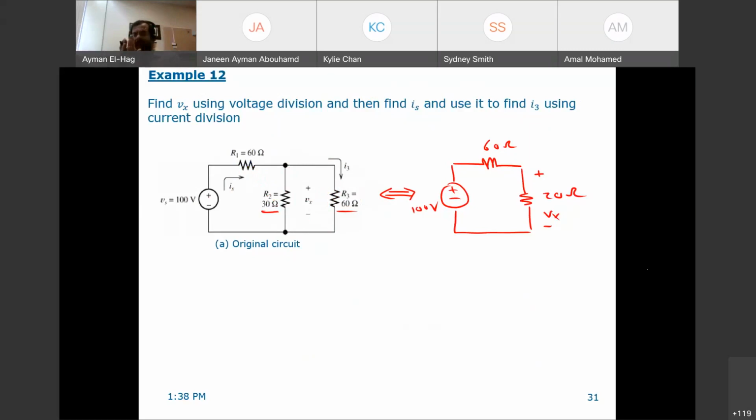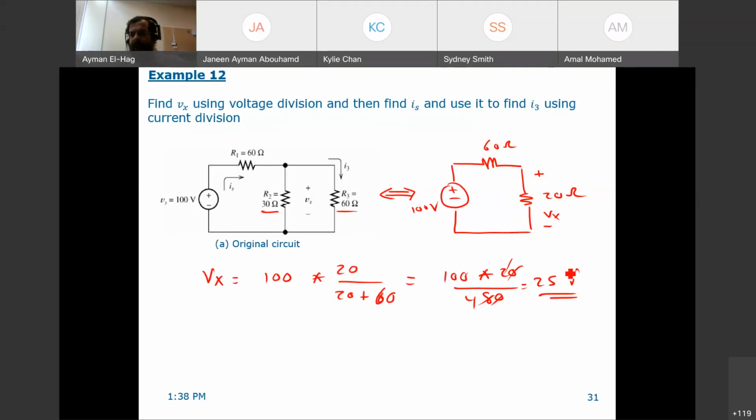When I combine R2 and R3 into one resistance, which is the 20 ohm, then it is in series with the 60 ohm. Once everything is in series, the voltage source and the two resistors, I can find Vx easily, which is the 100 volt times the same resistance that I'm interested in, divided by their summation, 20 plus 60. So this is 100 times 20 divided by 80, cancel, 4. So this is 25 volt. So here we will have a 25 volt. Excellent. Also, it says here, find Is.